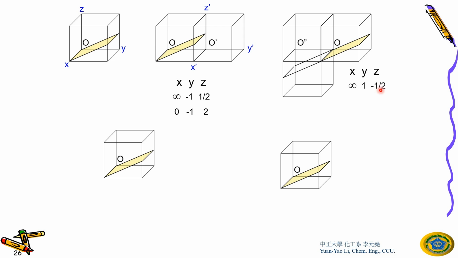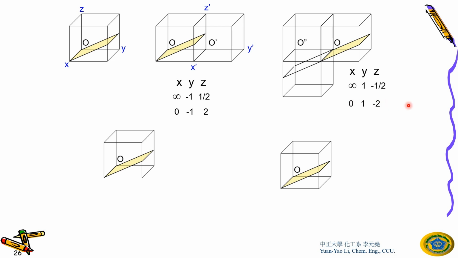Okay, this is step 2. Step 3 is the reciprocal of these numbers. The reciprocals are 0, 1, and -2. Okay, and step 4, smallest integer. Yes, this is already the smallest integer: 0, 1, -2. And after that, you enclose these 3 numbers in parentheses, right? Okay, this is the answer.